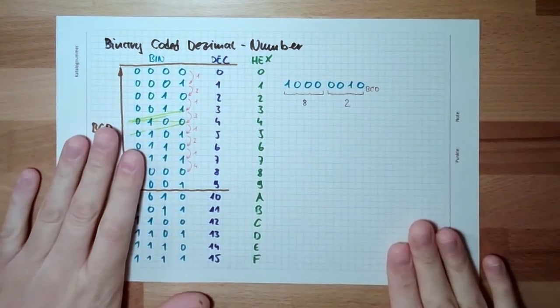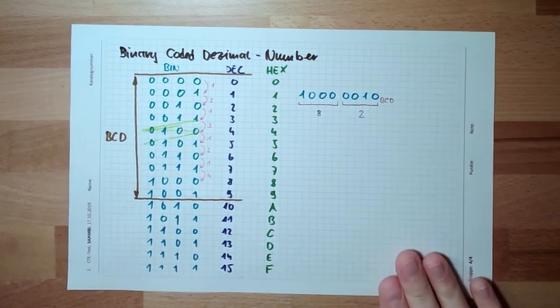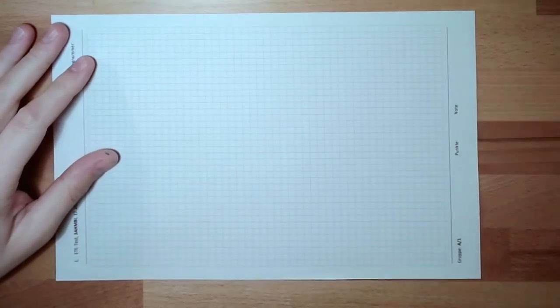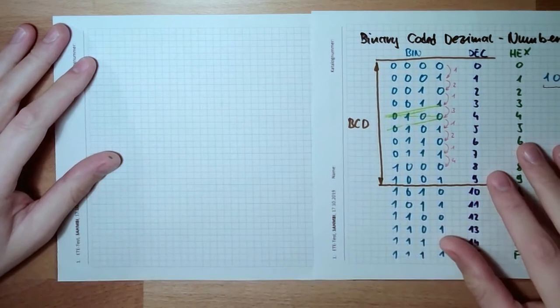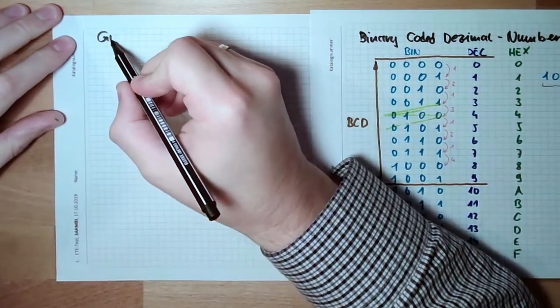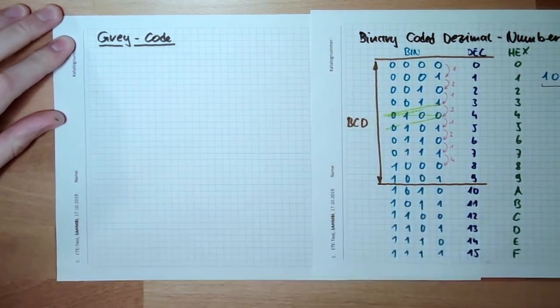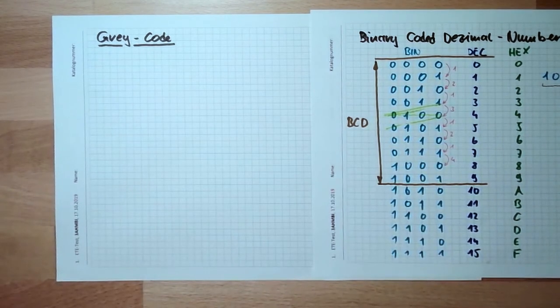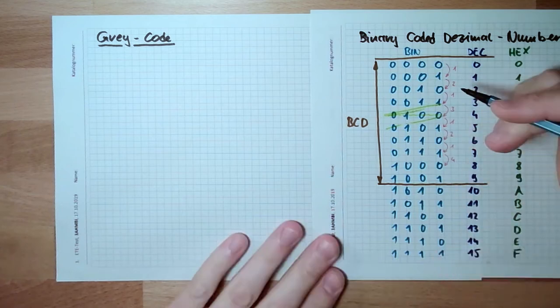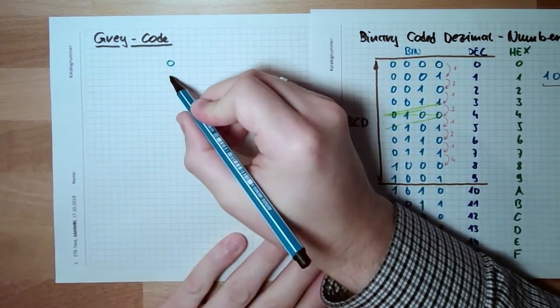I will show you this Gray code. This was what we talked about. Now let's talk about Gray code. I showed you how to put in these binary combinations. Here in Gray code, we do it a little bit differently. We start like here with a zero.